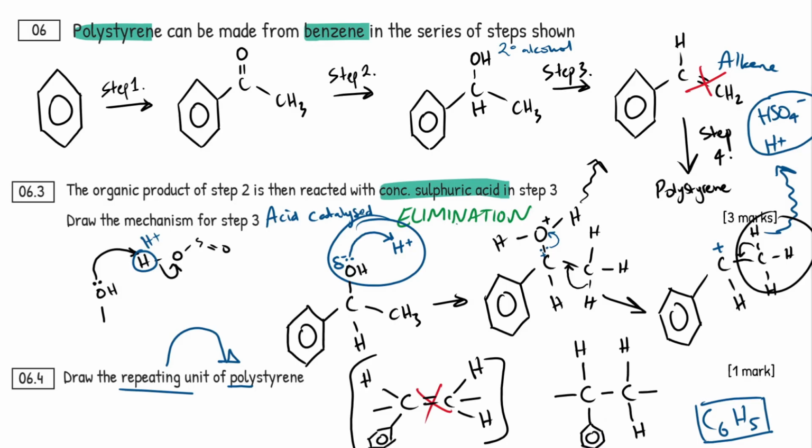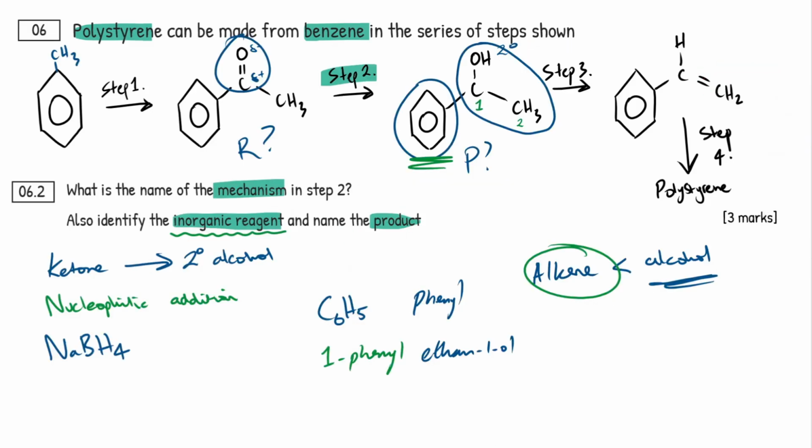Finally, 10 marks, done. So I haven't gone into too much detail where the marks came from, but hopefully it's pretty self-explanatory. If we go back to question 6.2, we had the name of the mechanism. That would be the first mark. What is the inorganic reagent? This guy right here. And name the product, this guy right here. So that's 3 marks right there.